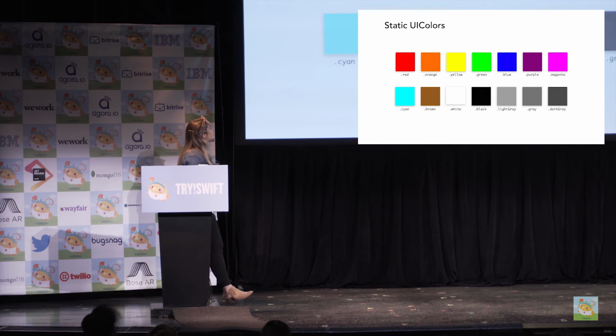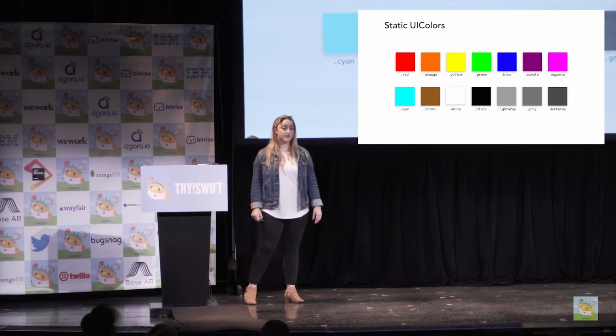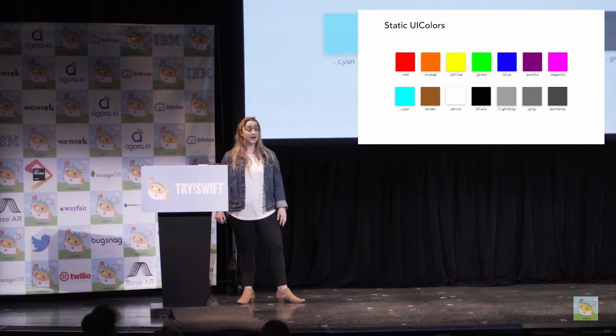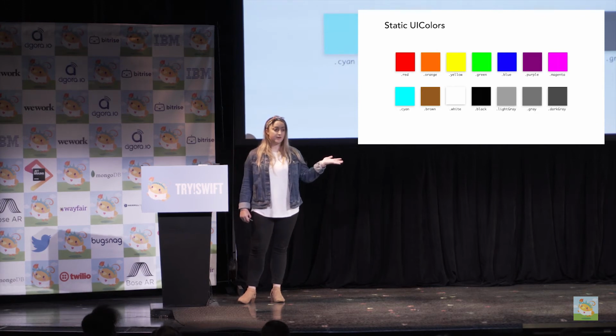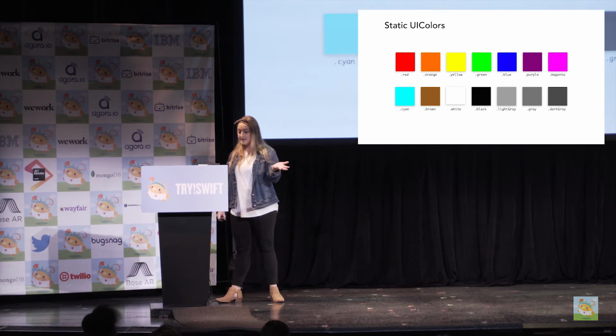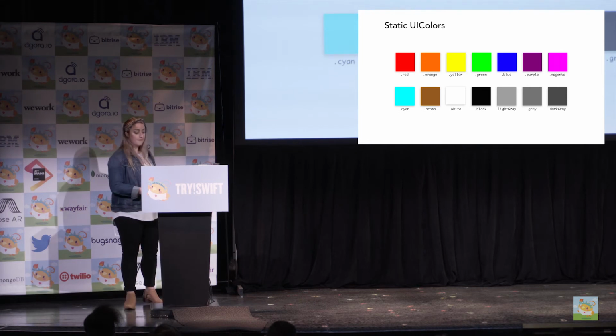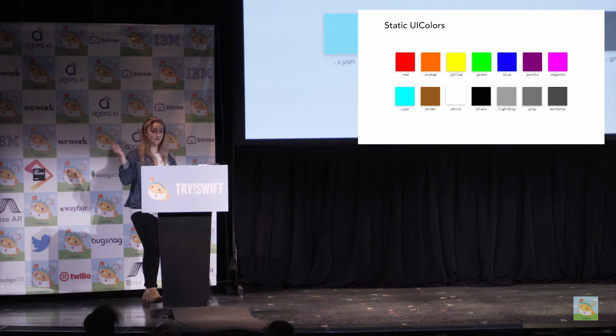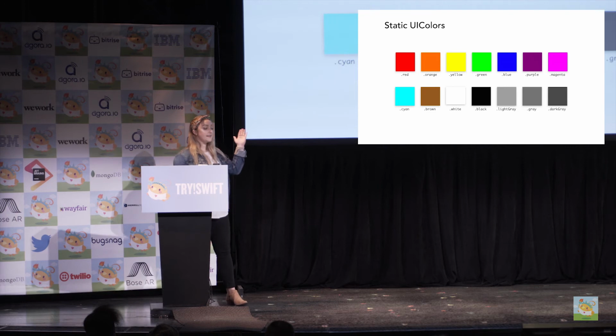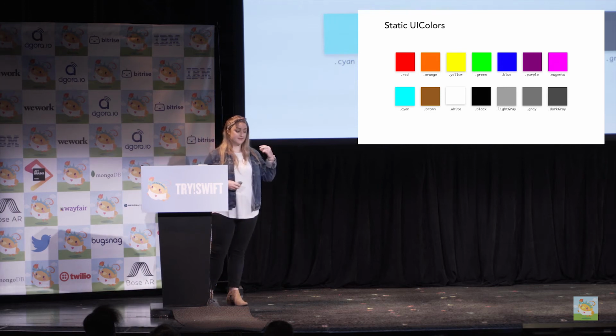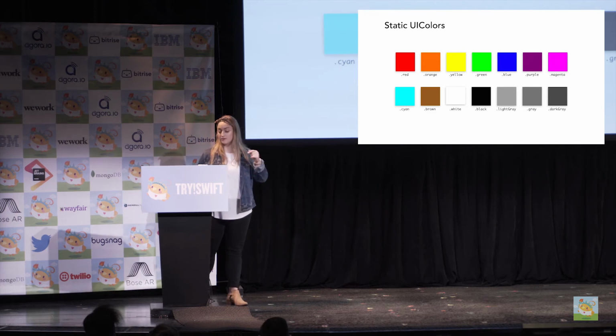First, let's look at the existing color palette provided to us from Apple on the UIColor API. These are probably very familiar to you. They are colors that you can use. They're named based on their color name. And whether you're in light or dark mode, they're going to have the same value. It's going to be the same shade of red no matter your mode.